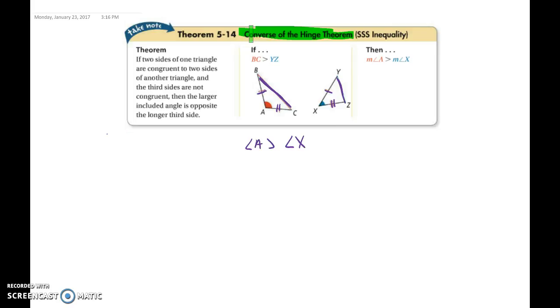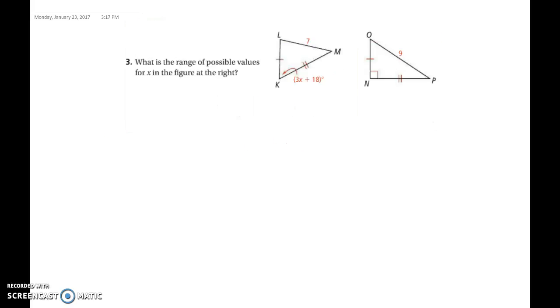We're going to do one example with this, and then there's going to be a problem that you're going to hand in. Here it says, what is the range of the possible values for x in the figure to the right? So they want to know what values of x can hold true for this problem. When you look at what's given to us, they tell us that LK is congruent to ON and that KM is congruent to MP. So we know that we're going to use the Hinge theorem here because we're given that two sides of one triangle are congruent to two sides of the other.